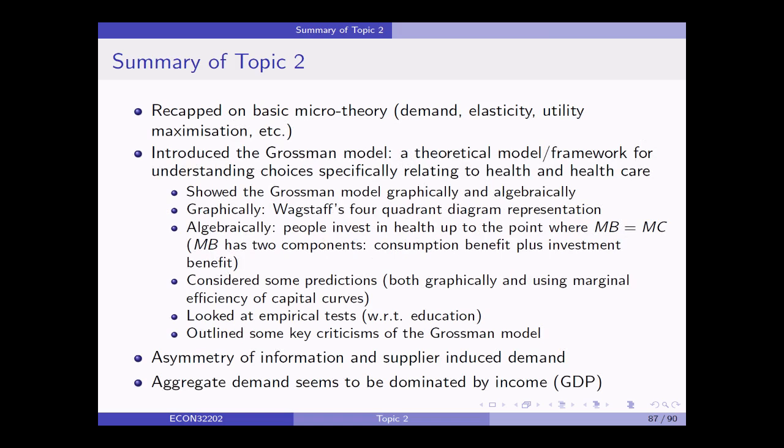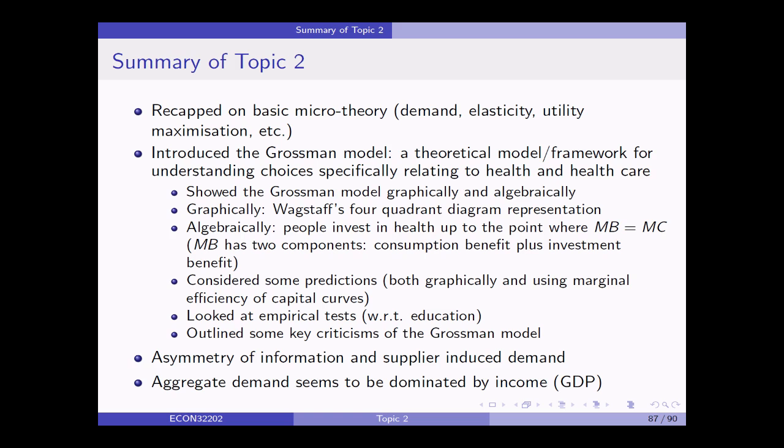So in terms of topic 2, we've gone through some basic theory, tweaked it to account for health. And the key thing is this idea of the Grossman model. And again, don't read too much about the algebra, focus on the graphical representation, and spend some time looking at some of those papers and looking for other papers on how education affects health. And try to think what you think about that relationship. Does education affect health? Why does education affect health? How can we prove or disprove education affects health?